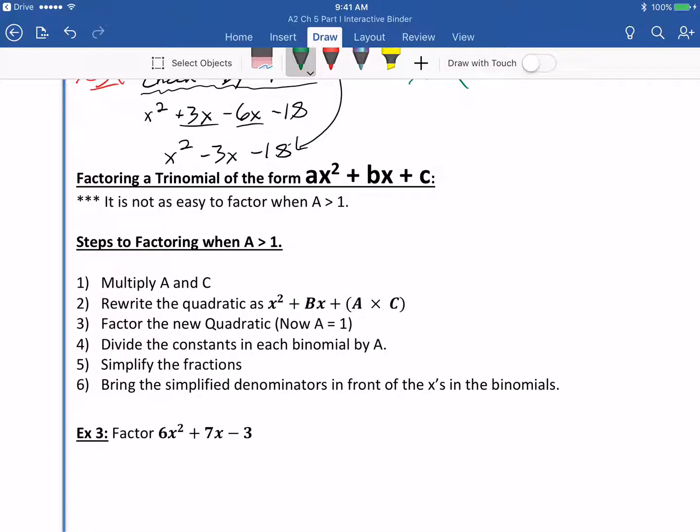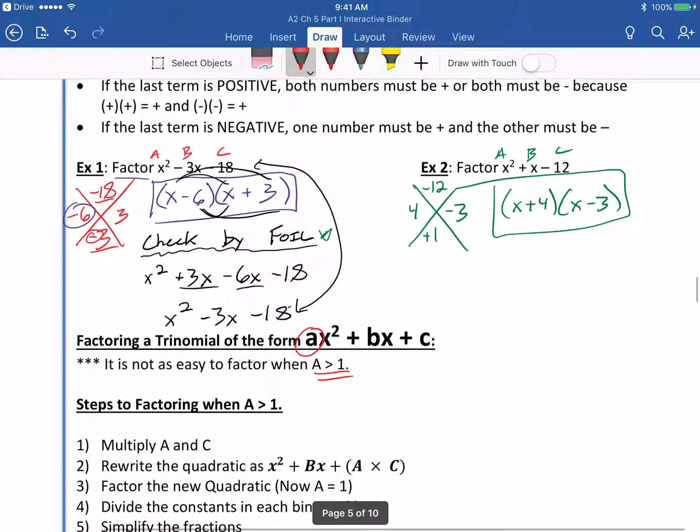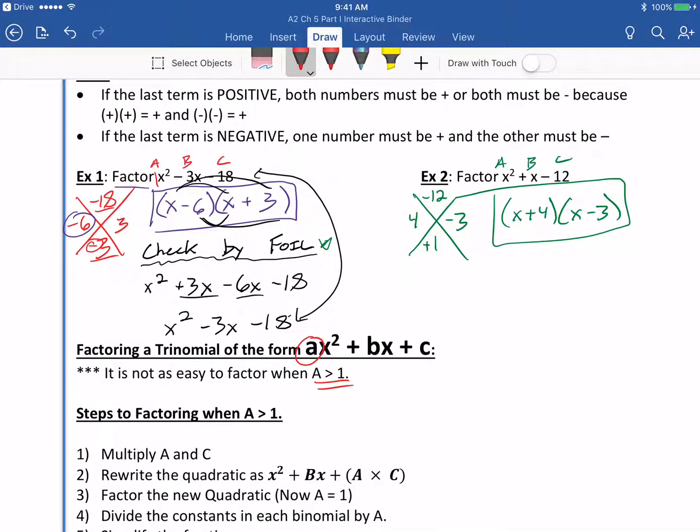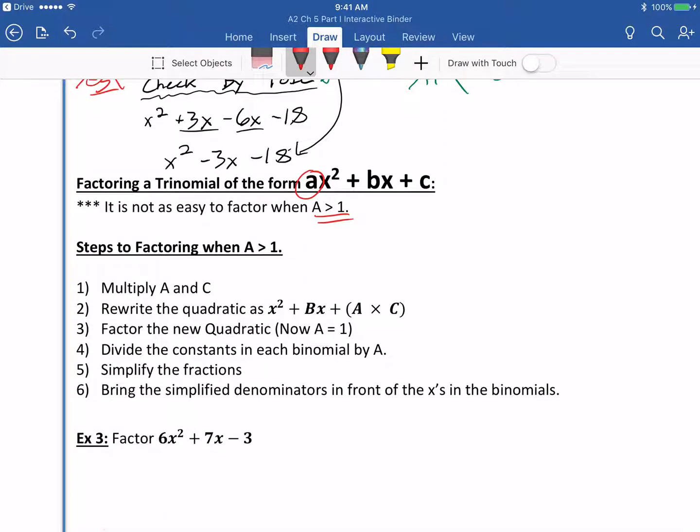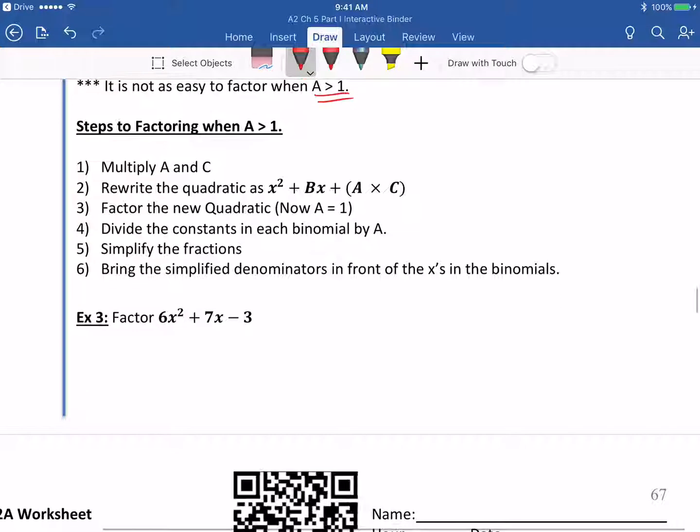All right, so moving on here, we have to look at a different type, and this is factoring when our a value is actually greater than 1. Okay, so before, if you look at these two examples, my a was 1, my a was 1. So when my a is not 1, I have to do a little bit more work. And it talks it through pretty nicely in these steps right here. Okay, but I'm going to look at them through this example.